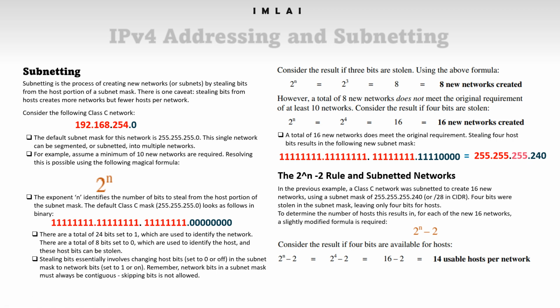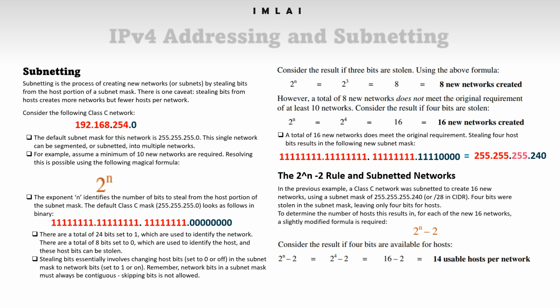We use 2 power n to get how many new networks can be created, and 2 power n minus 2 to get how many usable hosts can be created per network. Thus, subnetting a class C network with the CIDR forward slash 28 mask, instead of saying 255.255.255.240, you can simply put it as forward slash 28 mask. So it creates 16 new networks with 14 usable hosts per network.